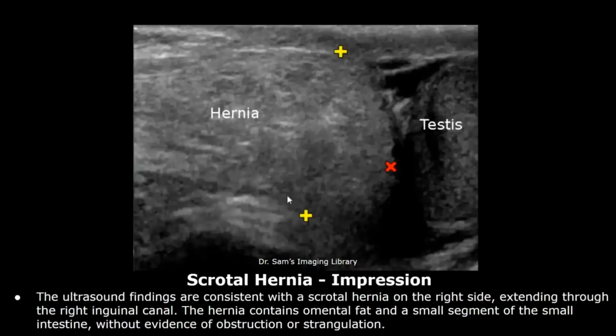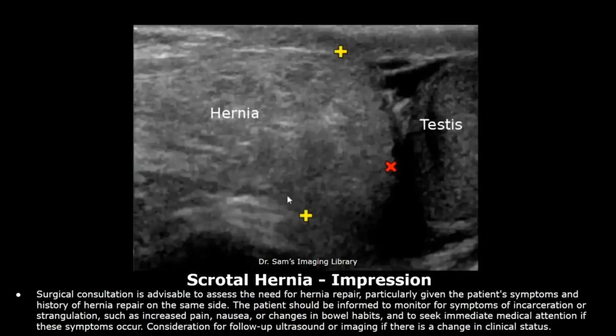This is the impression. The ultrasound findings are consistent with a scrotal hernia on the right side, extending through the right inguinal canal. The hernia contains omental fat and a small segment of the small intestine without evidence of obstruction or strangulation.